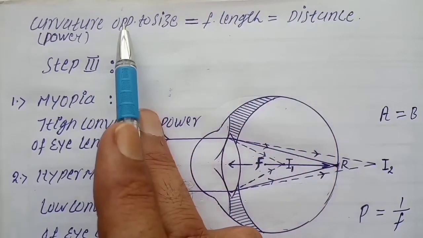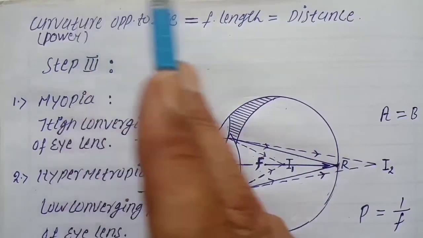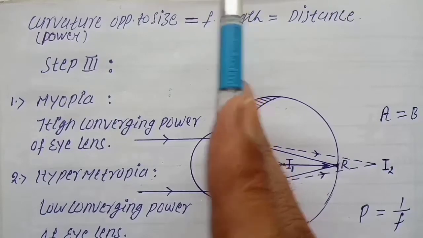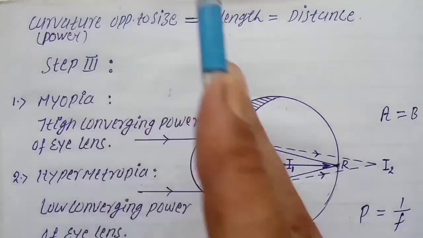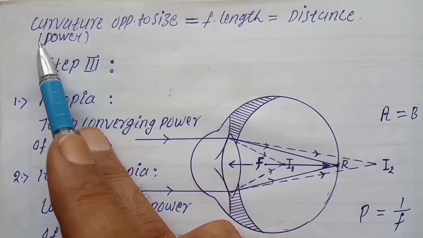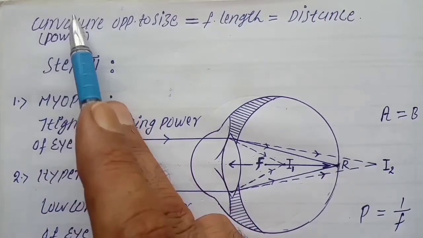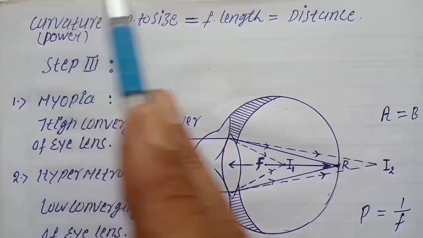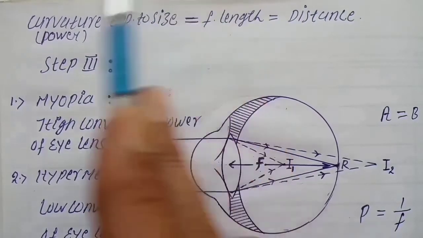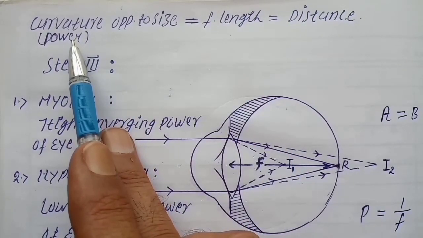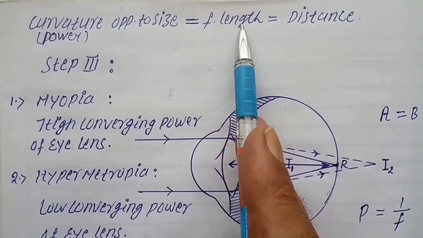Here also we see, if curvature increases, then focal length decreases. Also we know that when power increases, then focal length decreases. So we can treat the curvature and power in the same way. If curvature and power increase, then focal length decreases. If curvature and power decrease, then focal length increases.